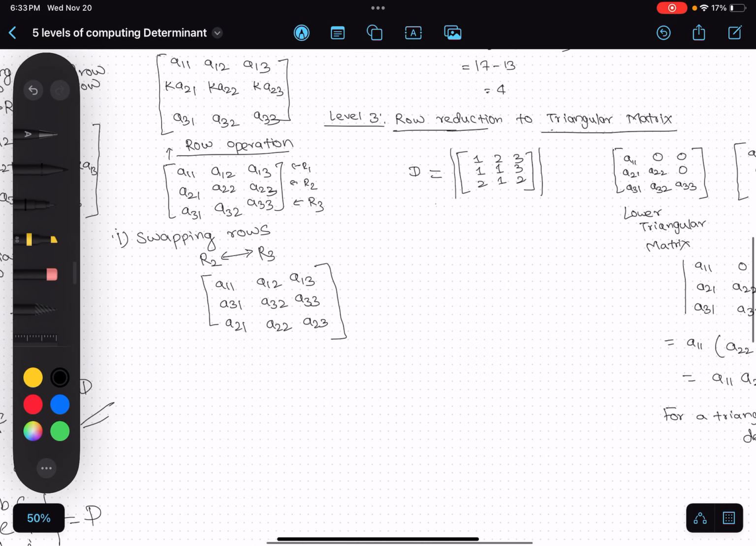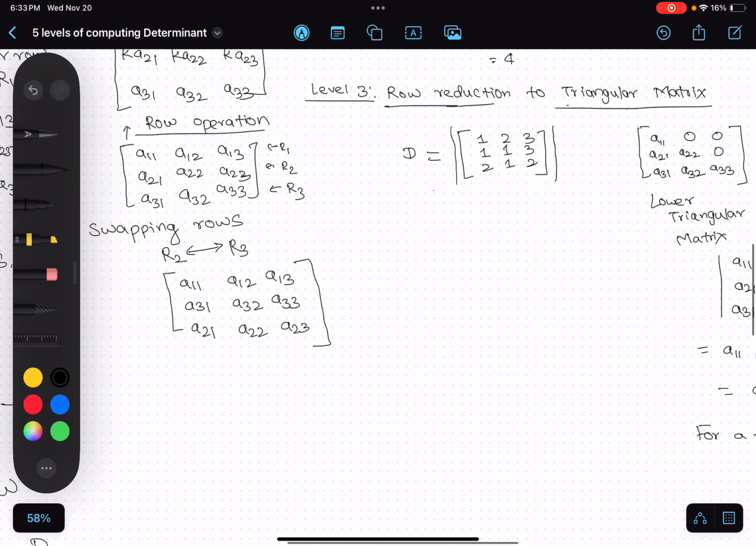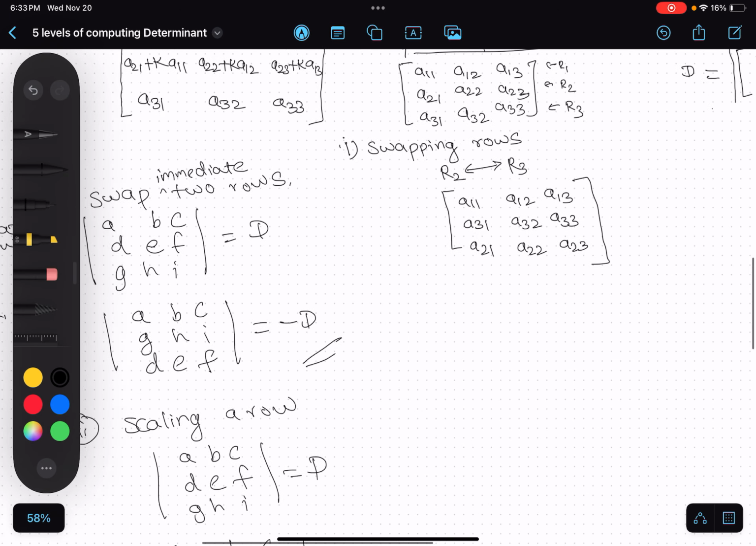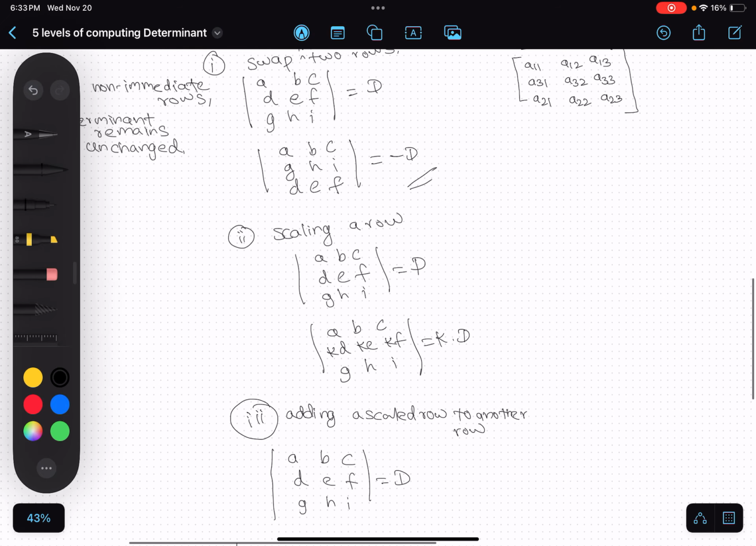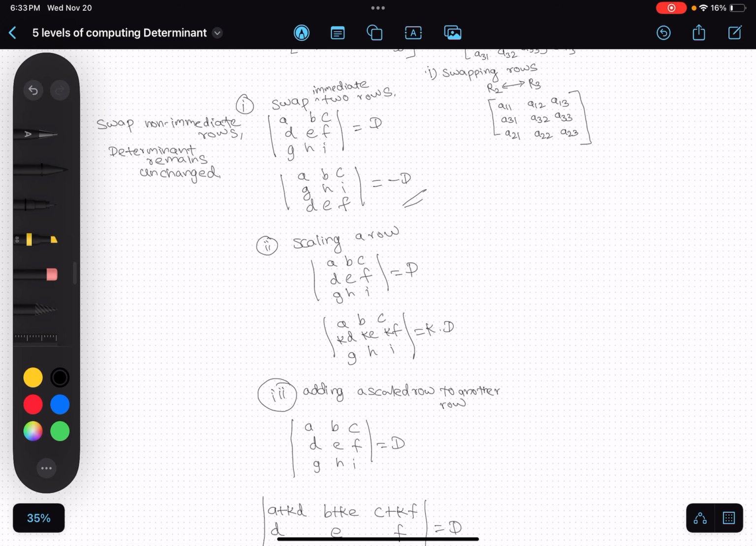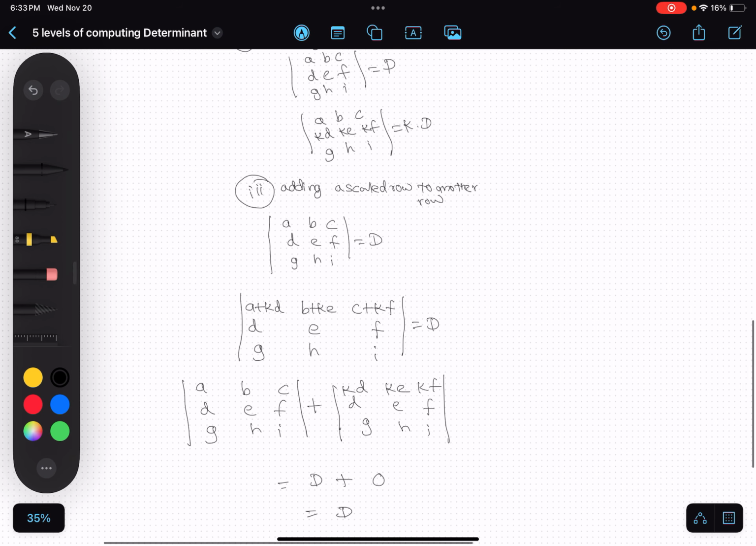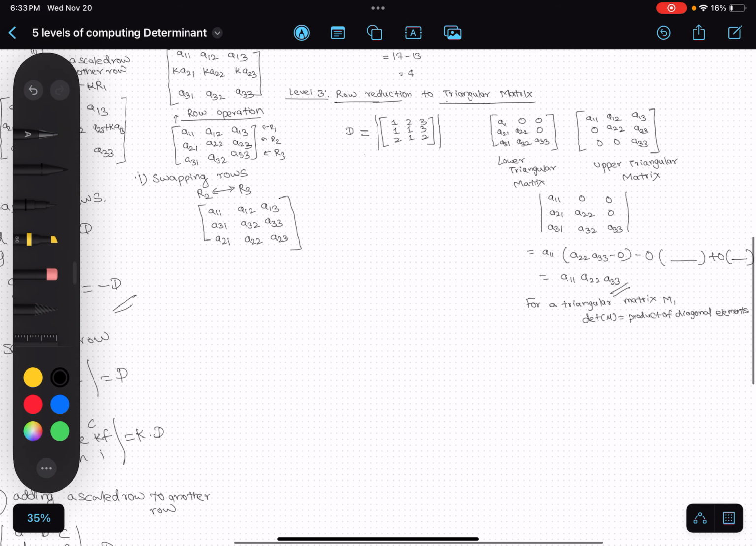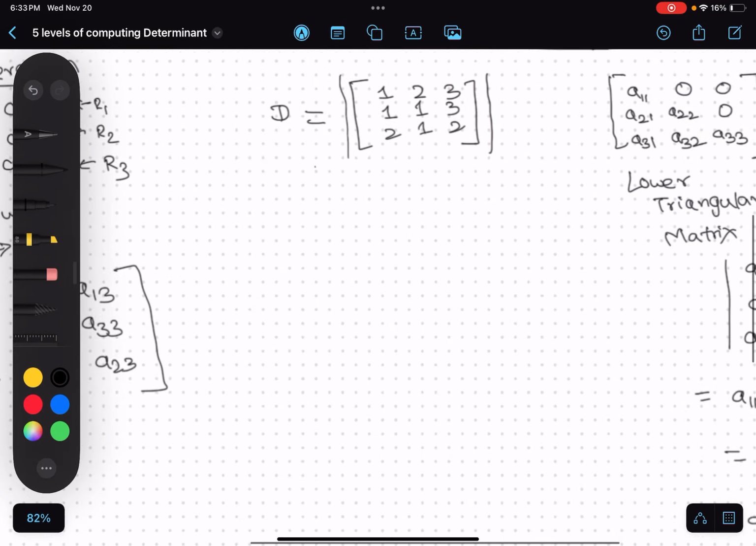Okay, now we know that, guys. Now that we know how these three row operations affect the determinant, we are good to go. The first one makes it negative, the scaling scales the determinant, and scaling and adding leaves the determinant unchanged. Okay, so now let's go over here.